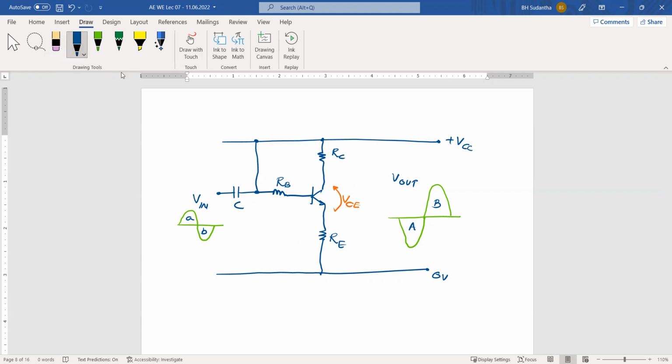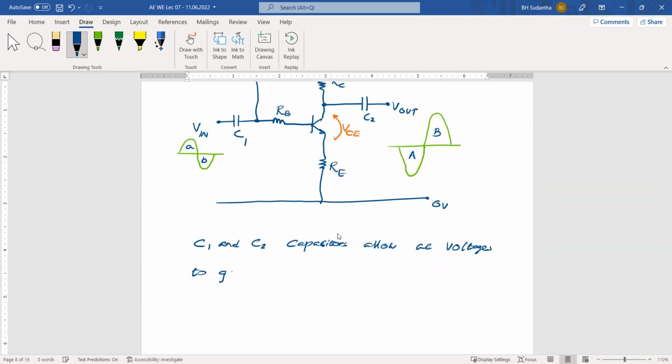Here also, to take the AC component voltage only from this side, we have to put a capacitor. Okay. Then this is C1. Then C1 and C2 capacitors allow AC voltages to go through them, but block the DC voltages.